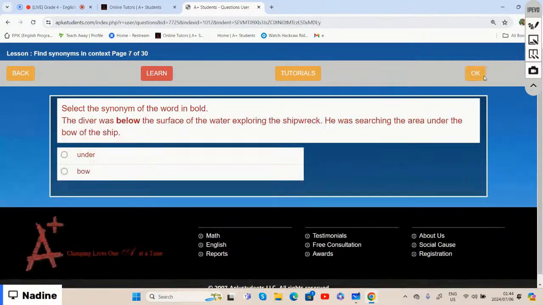Right? All right, let's do the last one and then we are done. The diver was below the surface of the water exploring the shipwreck. He was searching the area under the bow of the ship. So we need to select the synonym of the word below. Is it under or is it bow? We need to select the word that is the same as below or almost the same as below. Is it under or bow?